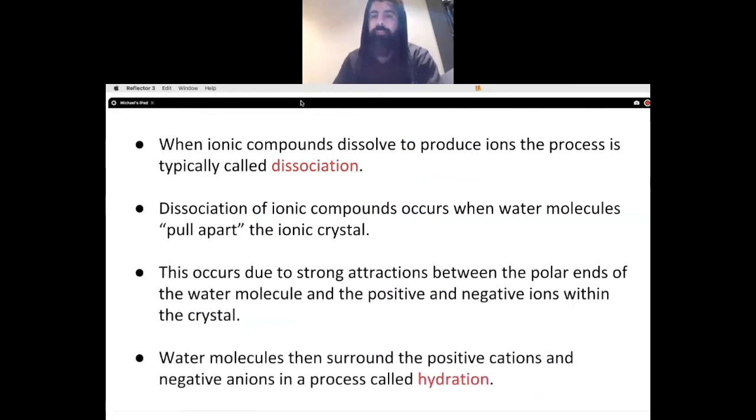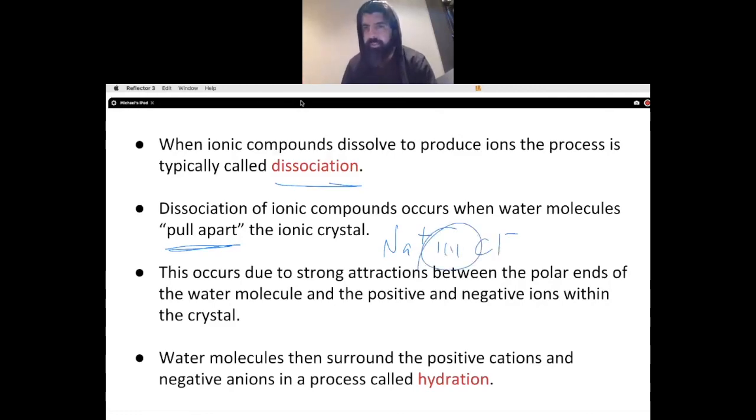So when ionic compounds dissolve to produce ions, the process is typically called dissociation. So dissociation of an ionic compound occurs when water molecules pull apart the ionic crystals. So we've got that Na attracted to that Cl negative. So what we're doing is we're pulling them apart. Okay, that's what's caused that dissolving. So when water molecules surround the Na ion or the Cl ion, this is what's referred to as hydration of the ionic substance.